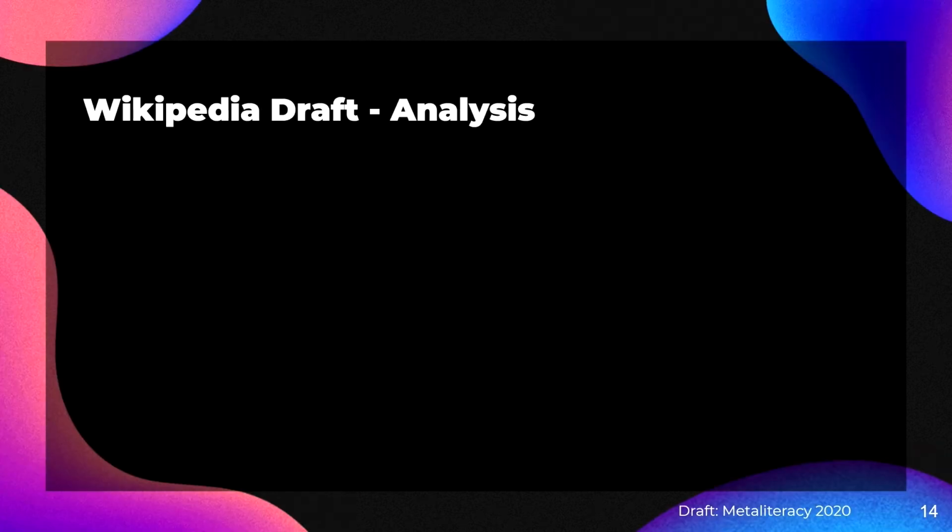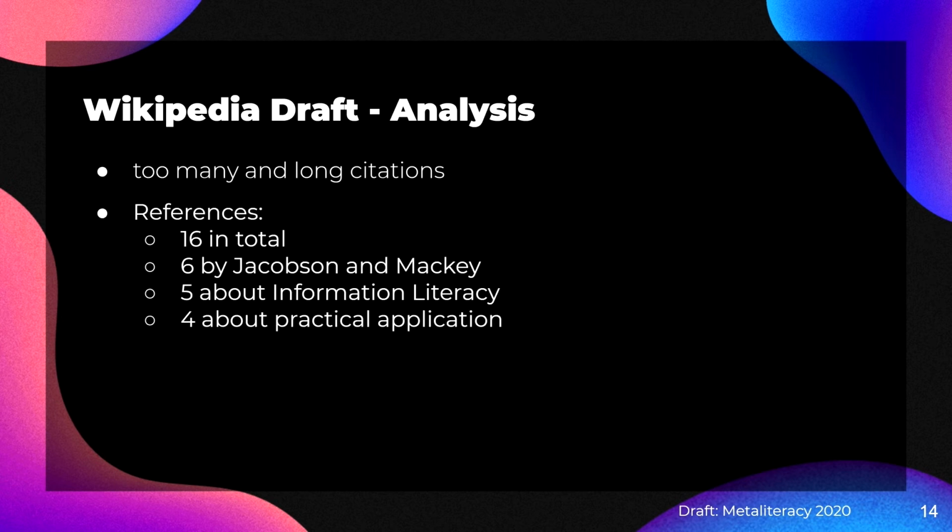Therefore, we first had a look at the Wikipedia draft and analyzed it and tried to find what the problem was, or what the people writing these comments had a problem with. We first found that there were too many long citations, which is probably what the first comment said, that it was kind of like a dictionary entry. Then we analyzed the references used. There were 16 in total, and 6 of them were by Jacobson and Mackey. That was something we wanted to keep in there because the concept was based on their idea.